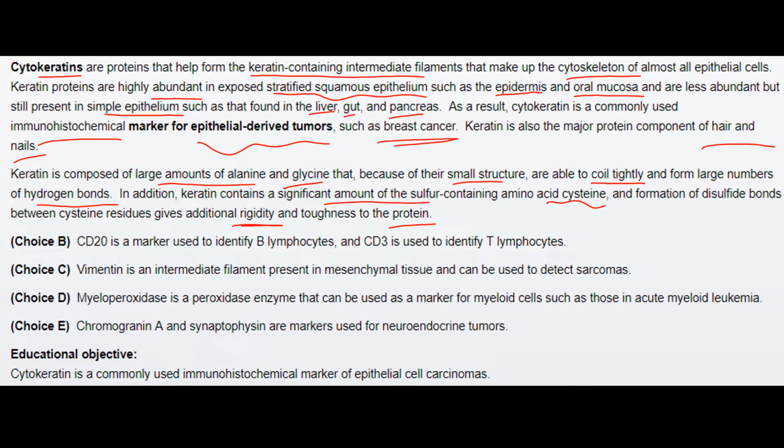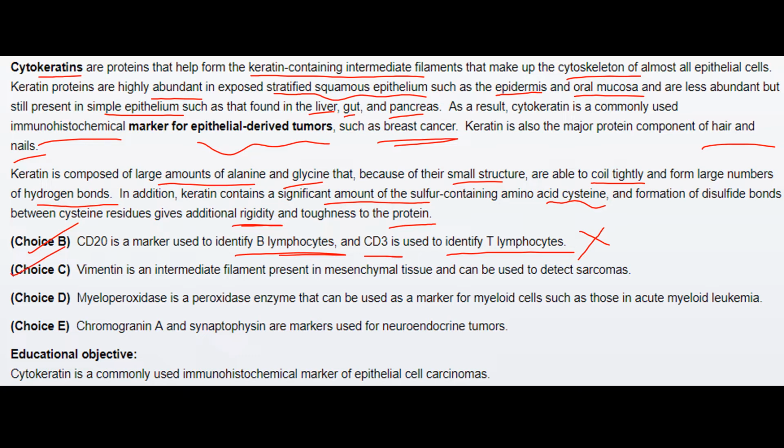The other options were incorrect, as in choice B. CD20 is a marker which is used to identify B lymphocytes and CD3 is used to identify T lymphocytes. Since they were not the mentioned markers over there, it was not appropriate.